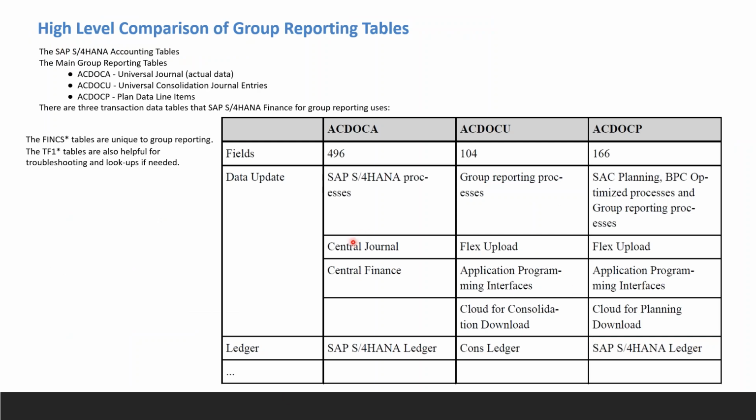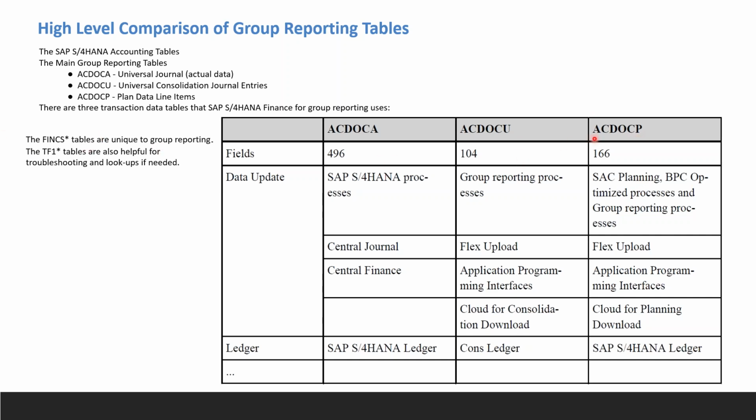So this slide will give us a high-level comparison of the group reporting tables. In ECC, we have this many fields, and in S/4HANA, this is the table where we are going to release the data from the universal journal to group reporting. Once you release the data, it will transfer the data from ACDOCA to the ACDOCU table. If we have planning in SAC, then the planning data will reside in this, and we are going to transfer the data from ACDOCP to the ACDOCU table. So this is the cloud integration as well. For the consolidation purpose, the planning data will reside in this particular table, so we have to release the data as well.